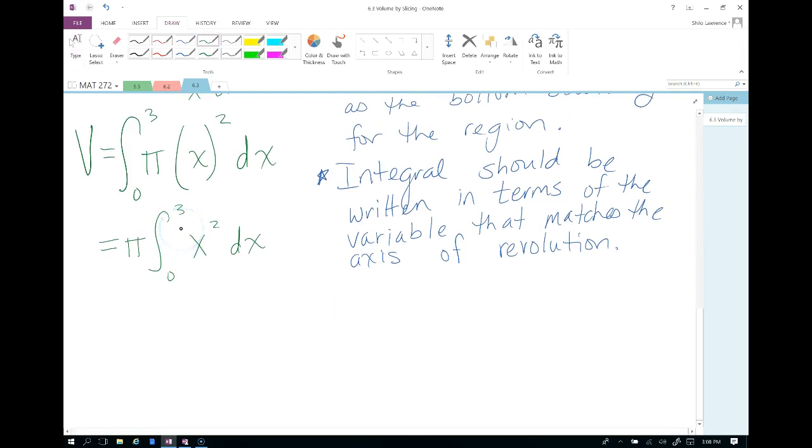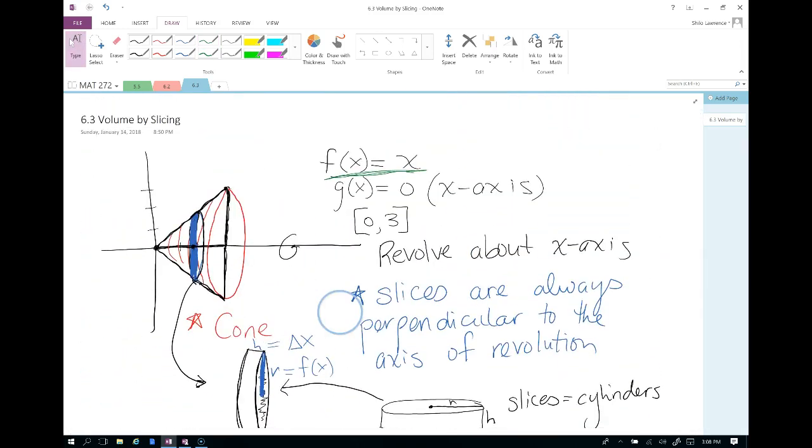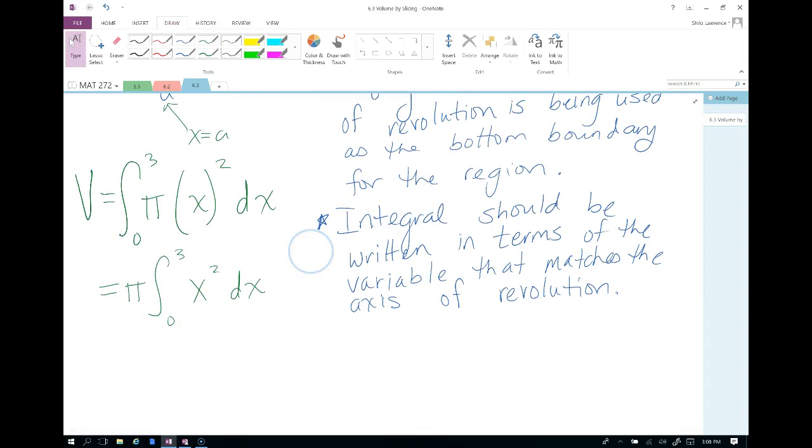So we're really just going to integrate from 0 to 3 the x squared dx. And now it's x squared, remember, even though our function was x, it's x squared because our formula says square your radius function. And that all goes back to how we find volume of a cylinder. It's pi times the radius function squared. So that's why I have x squared in here.